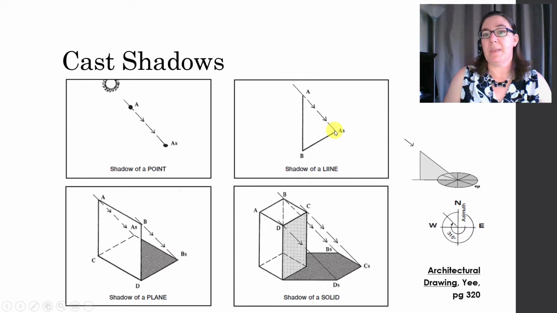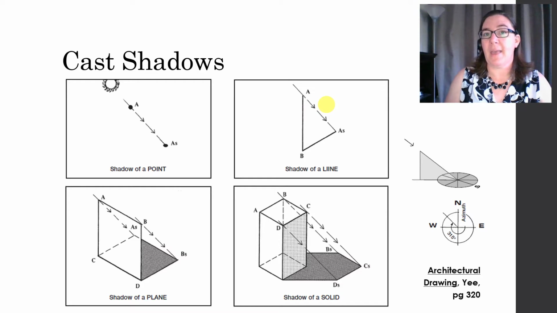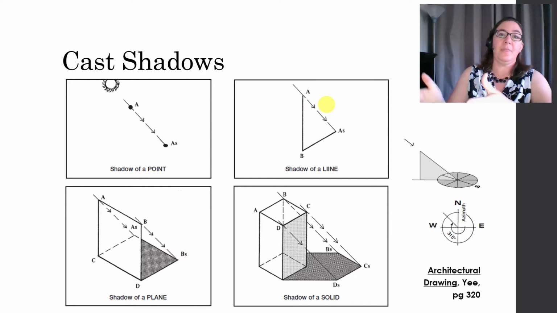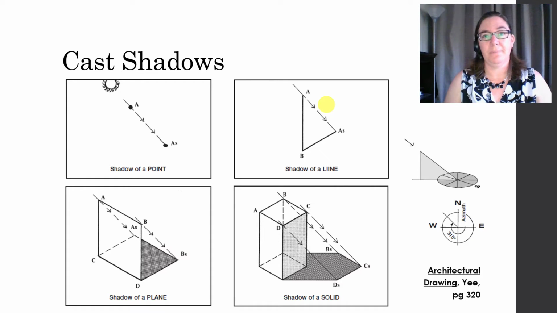This would be our altitude angle. How high up is that sun in the vertical direction? And this shadow line here would be our azimuth angle, and that's where the sun is located in a horizontal plane.